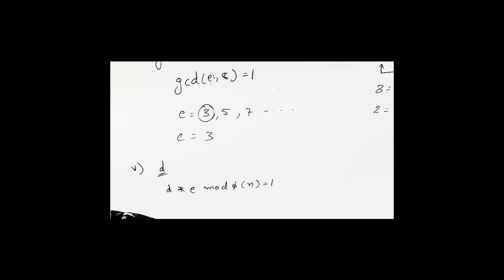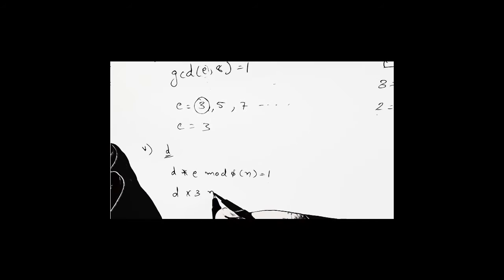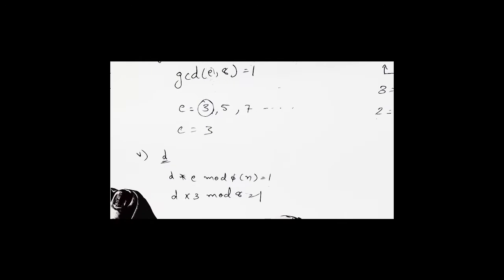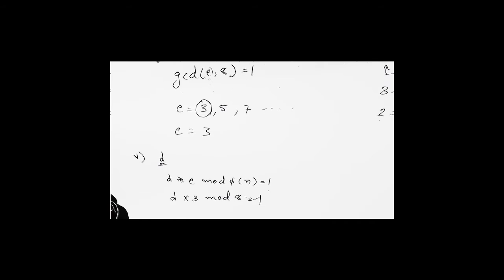Now as we have calculated the value of E, what we have to do is D into 3 mod 8 is equal to 1. So you get it? We have to calculate the value of D such that this formula is satisfied. So how? Again we have to take the hit and trial method. Let us take D is equal to 3.